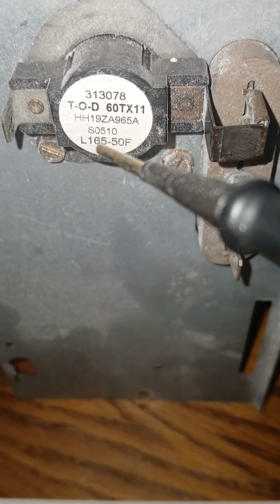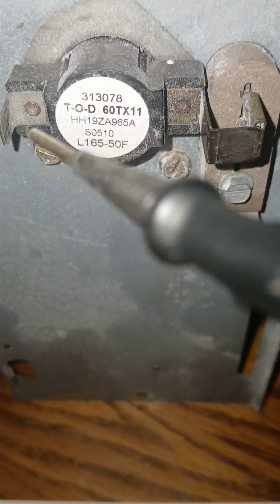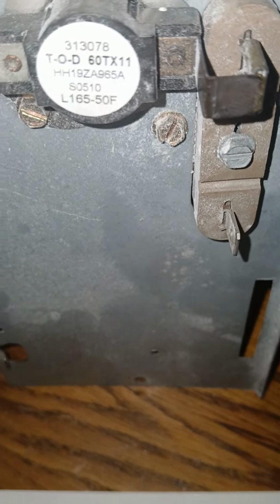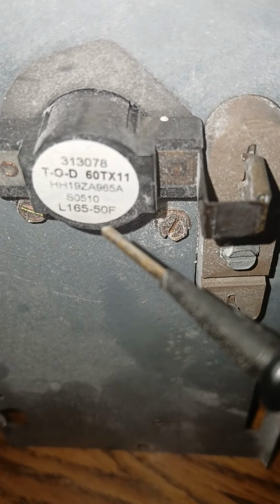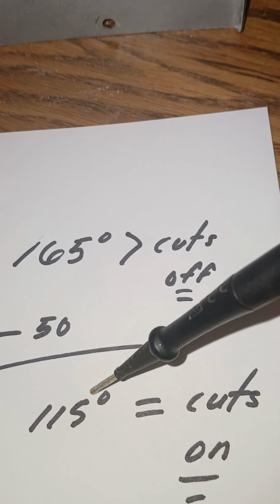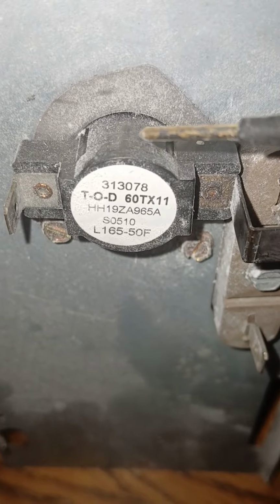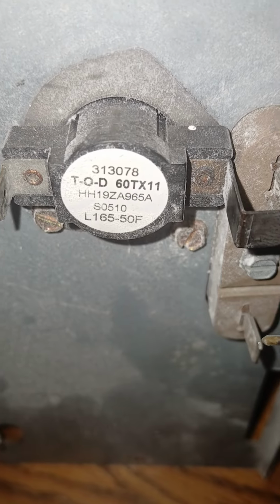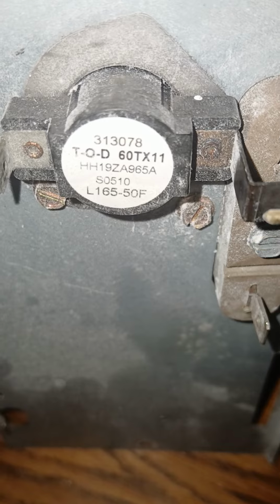Again, these switches may vary from unit to unit, temperature to temperature. Just because this says one temperature doesn't mean they all do. But when this hits 165, and it's 165 minus 50, if we take 165 and subtract 50, we come up to 115 degrees. Once the temperature begins to reduce itself to 115 degrees, this closes, and if we have electricity here, the electricity should begin to flow and the heat strip should come back on.